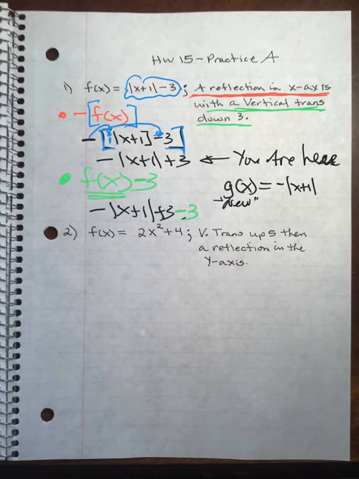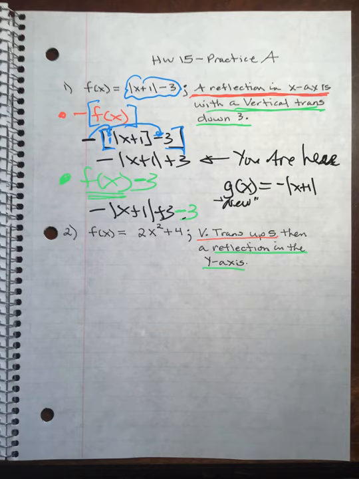Let's try another one. Okay. And number 2, we want to do a vertical translation up 5. And then, right, so we got to do a vertical translation up 5. We got to do that first. And then wherever we end up with after that, and I'll do this one, I guess, green, we'll do a reflection in the y-axis.